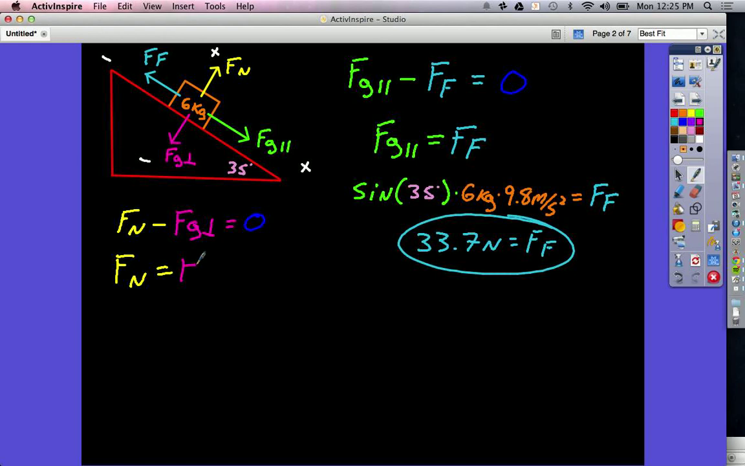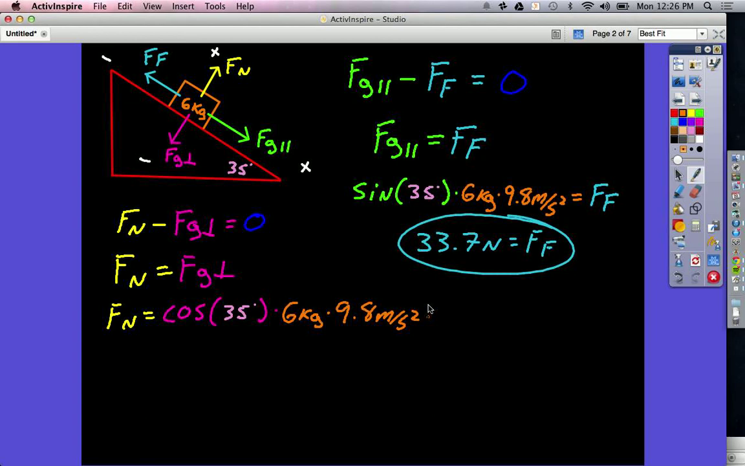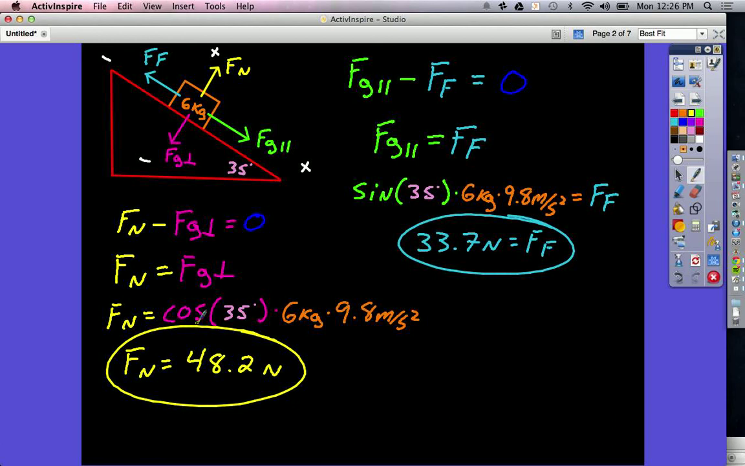Normal force has to equal the force of gravity perpendicular. We have an equation for the force of gravity perpendicular, and that would be the cosine of my angle, which is still 35 degrees, multiplied by the mass, which is 6 kilograms, times the acceleration due to gravity, 9.8 meters per second squared. And I plug that into my calculator, and I should get 48.2 newtons. And we're finished.